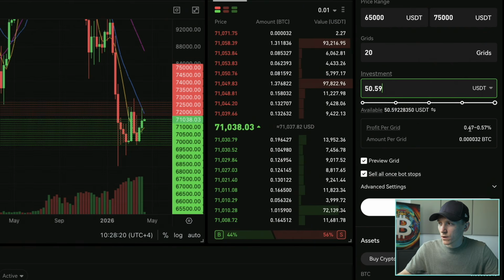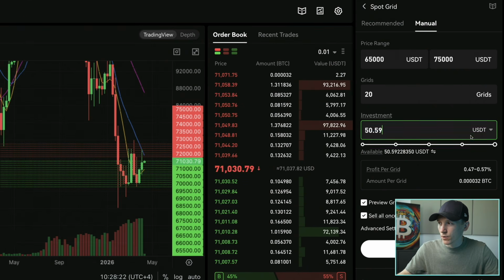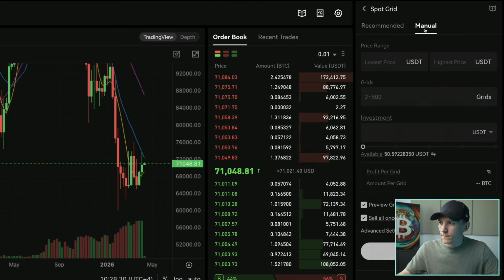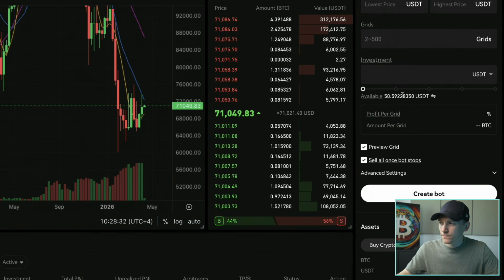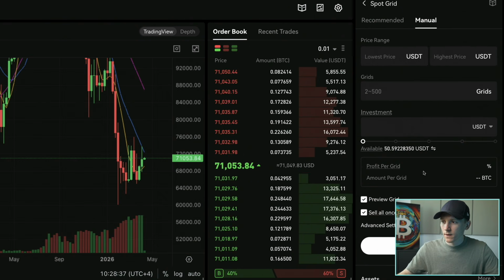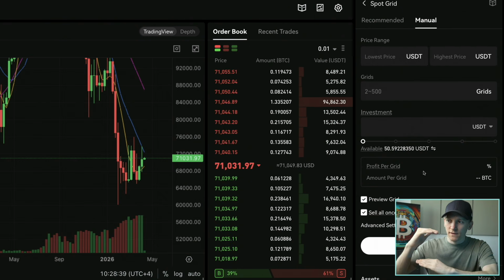You can see the profit per grid here is 50 basis points. What you might want to do is go to recommended and see the grid parameters that these guys have used, which has been profitable. So you can go ahead and choose everything there. Once you want to create this bot, just press create bot there, and it will put the trades in between that grid.